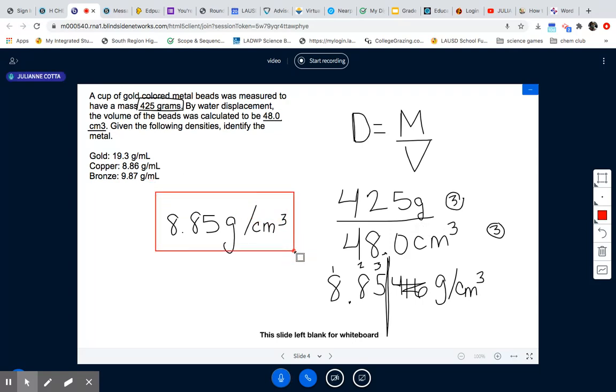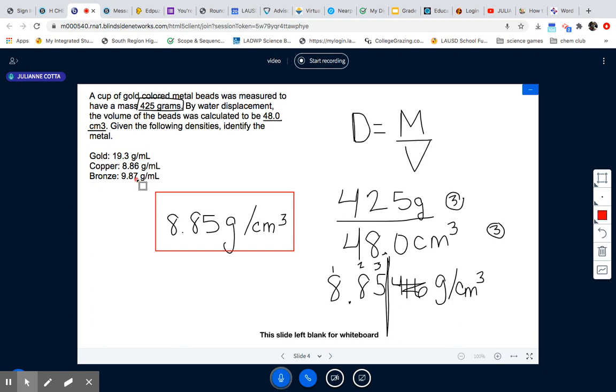But what it's asking is, given the following densities, what is this metal? Well, if I look at my chart, it's not gold, because gold is 19.3, and I only have 8.85. Copper is 8.96, I got 8.85. Sounds like I've got copper. I'm just off a little bit on my measurement.